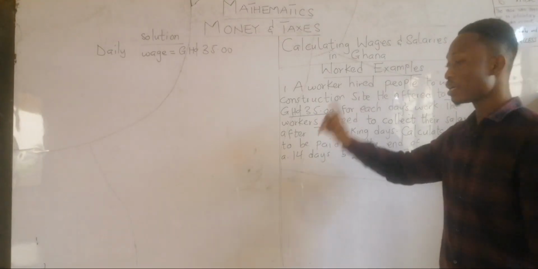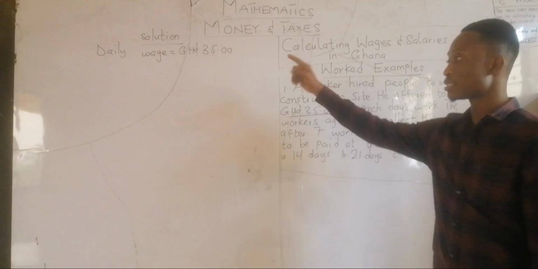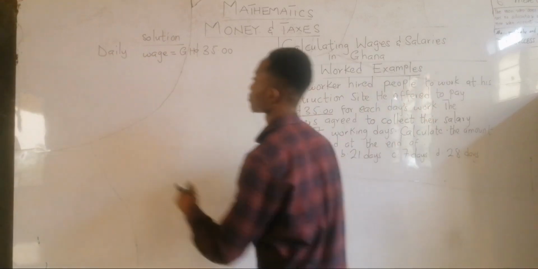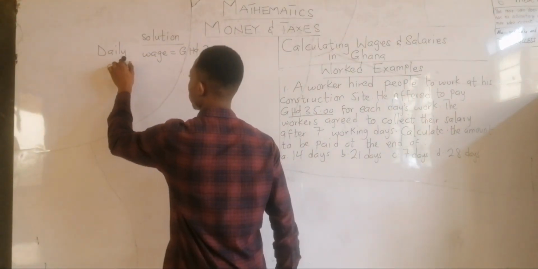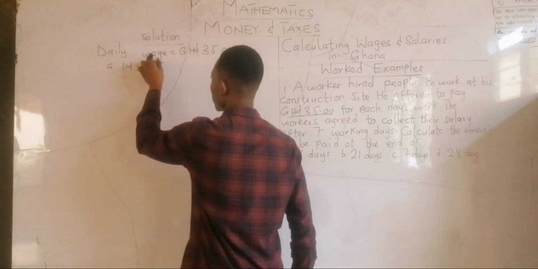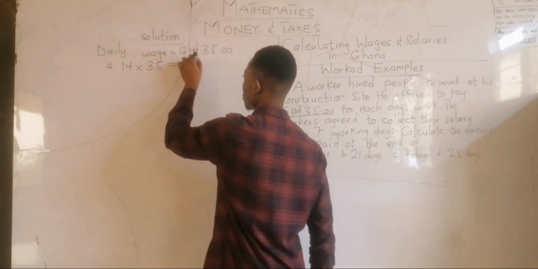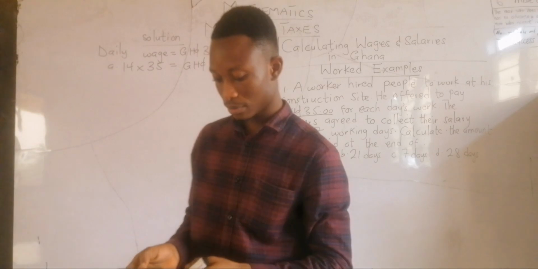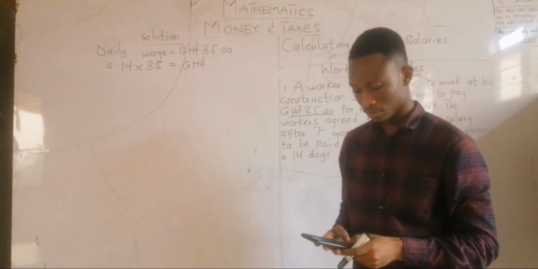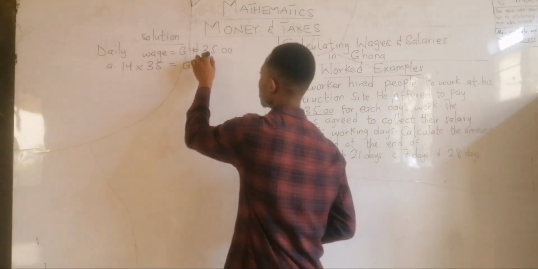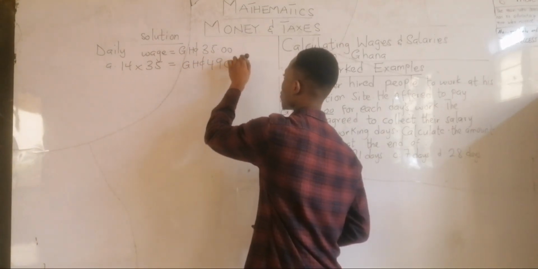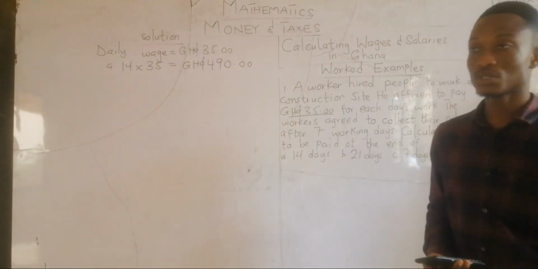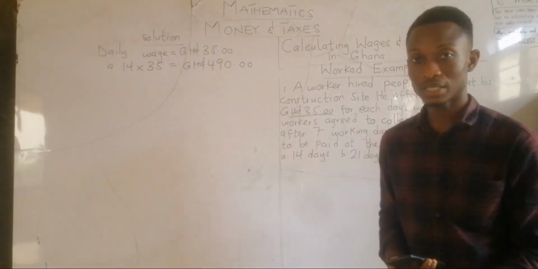So 14 days. Every day they are taking 35 cedis. So 14 times 35. 14 times 35 is going to give us 490 Ghana cedis. So if the worker is working for 14 days, then he or she is going to earn 490 Ghana cedis.